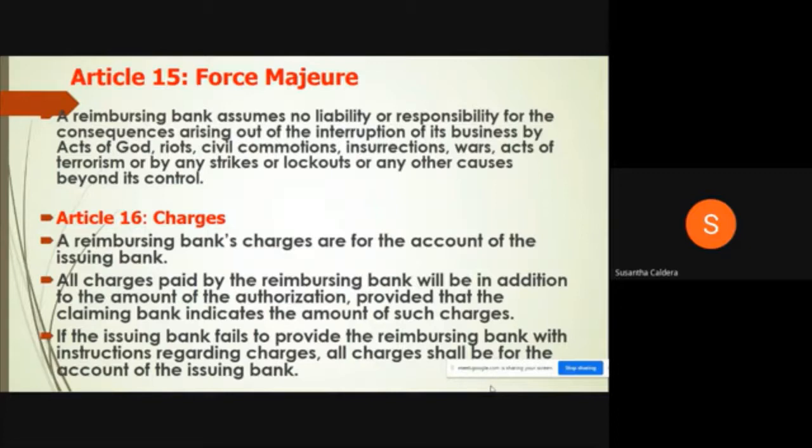Now normally, those days, about 10-15 years back, New York banks were charging about $85 or something. Now I heard that it has gone up to $120, $125 for reimbursement charges.